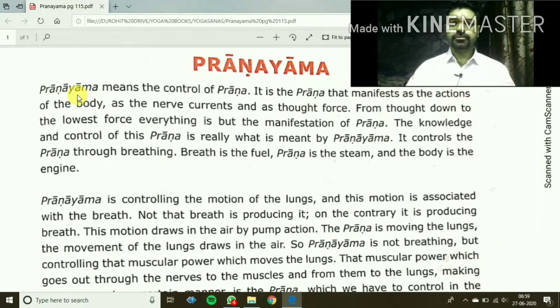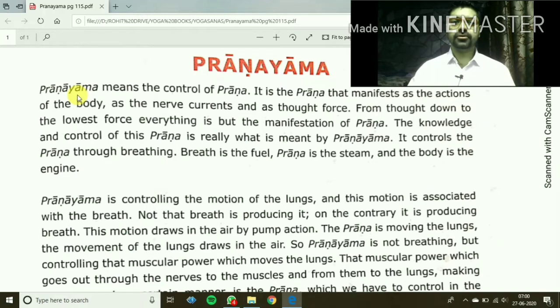Pranayama means the control of prana, which is life, breath. In this context, it is breath. Pranayama means control of breath. It is prana, breath, that manifests as the actions of the body, as the nerve currents and as thought force. When you breathe, oxygen flows in through your body. It goes through your nervous system, it goes into your blood. That is like a force.